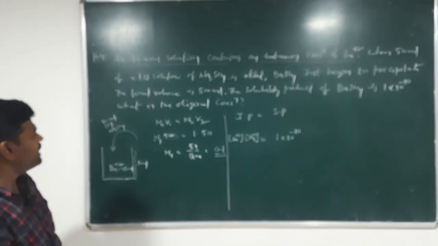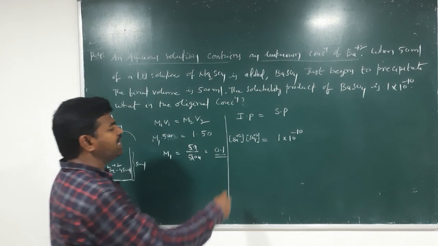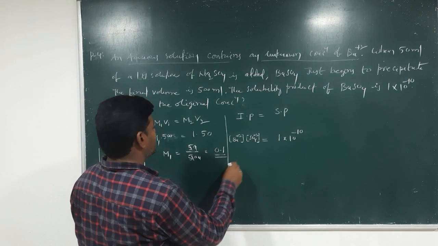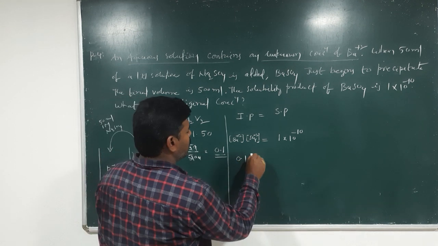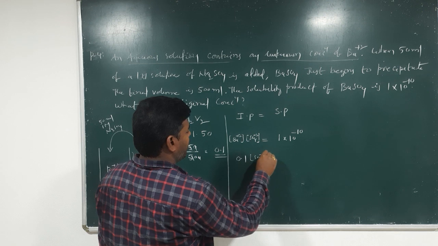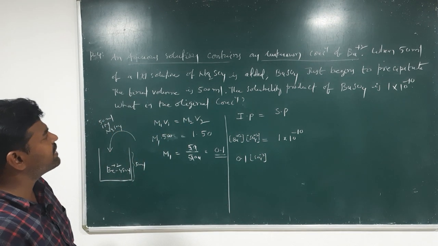Concentration of SO4 minus 2. So, we know the concentration of Ba plus 2, that is, the concentration of Ba plus 2 is 0.1 into the concentration of SO4 minus 2.